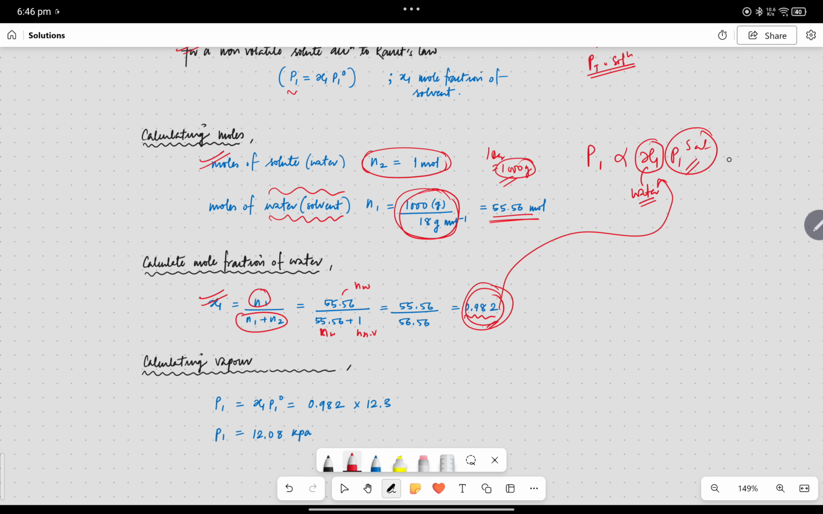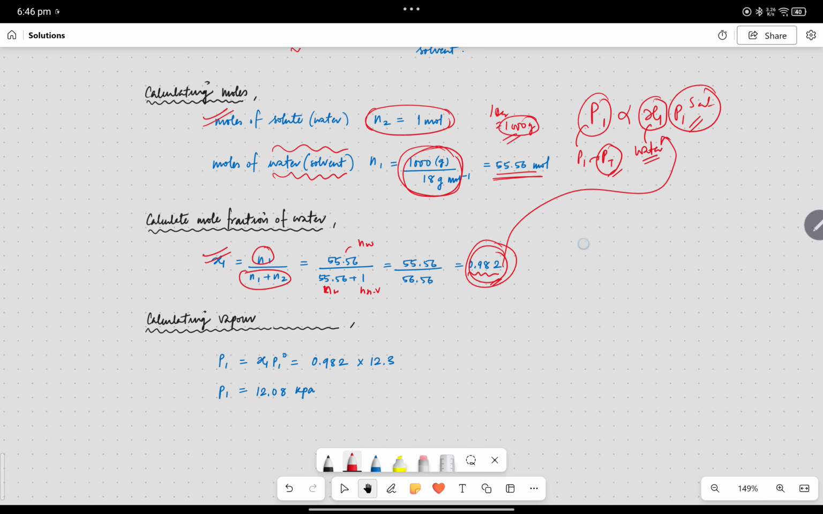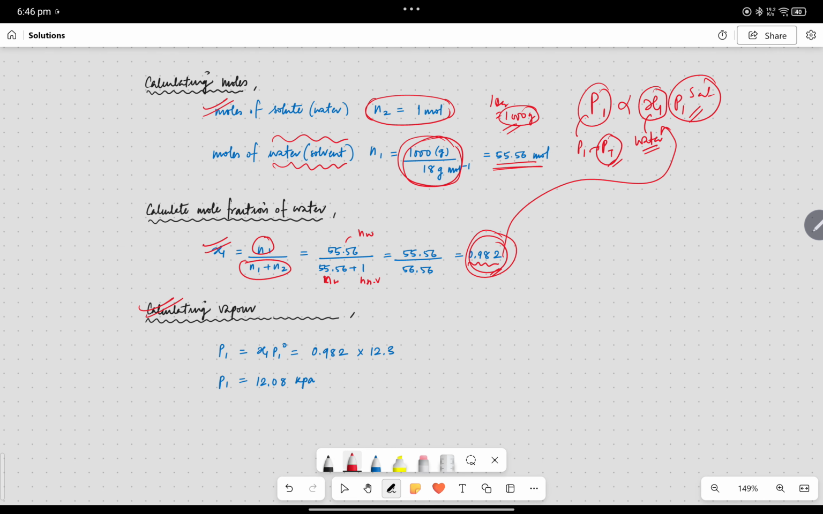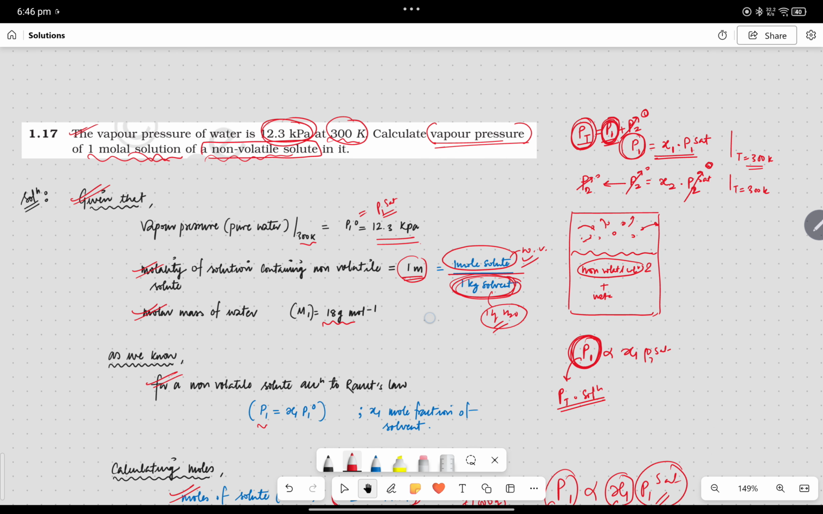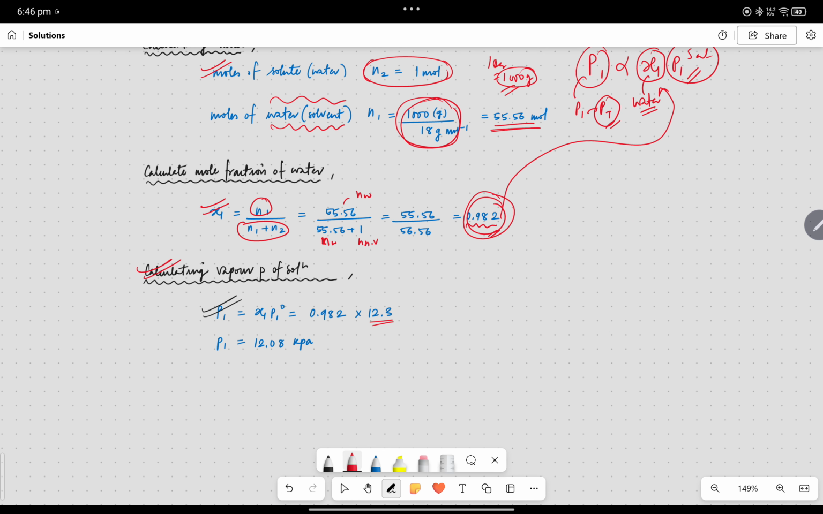Once you know the mole fraction of water, you have to put this in the formula, and P1 sat for water at 300 Kelvin you know. So you calculate the partial pressure due to water, and the partial pressure is going to be the total pressure of the system because the only volatile component is water. Calculating the vapor pressure of the solution, P1 is equal to x1 p1 sat, that is 0.982 into 12.3. 12.3 is given in the question, that is 12.3 kilopascal is the vapor pressure of water at 300 Kelvin. After calculating that, you will get P1 is equal to 12.08 kilopascal, and that is going to be the total pressure or vapor pressure of the solution.